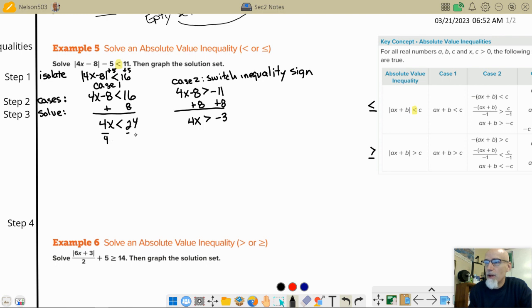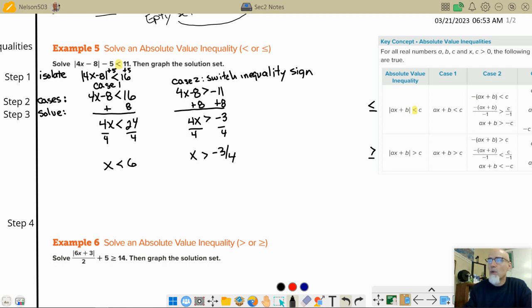Divide by 4, right? Because how do we undo 4 times x? Well, we divide by 4. That gives us a 1x. So I got 1x is less than 6. And then over here, I'm going to divide by 4 and I get x. Oh, shoot. I wanted to show a little bit of work here. So I'm dividing by 4. Okay, so here we go. Divide by 4, divide by 4. And I get x is greater than negative 3/4.